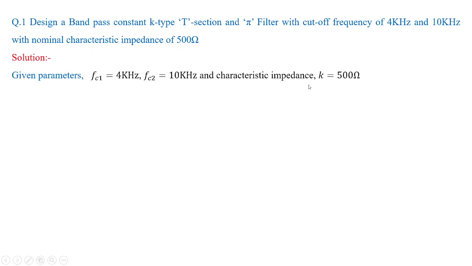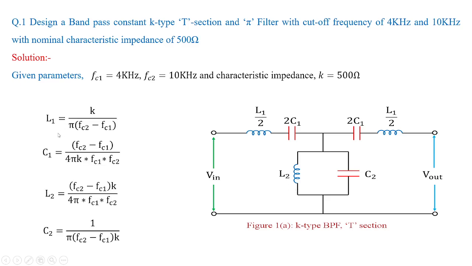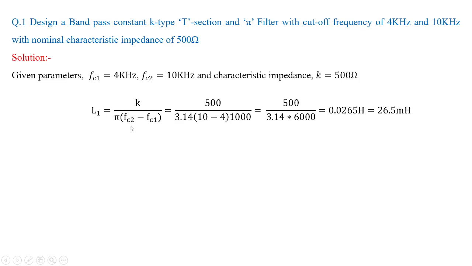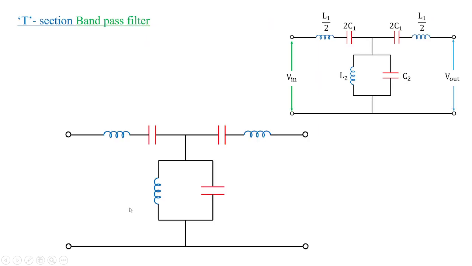So you take the data as it is and take the parameters of the low pass filter T section and pi section. We know that L1, C1, L2, C2 are given by these formulas. We just substitute the values of K, FC2 and FC1. So L1 is obtained to be 26.5 millihenries. Similarly, C1 is obtained to be 0.02 microfarads. Similarly, L2 and C2 are obtained as 5.97 millihenries and 0.106 microfarads. So this is the design of the T section band pass filter.